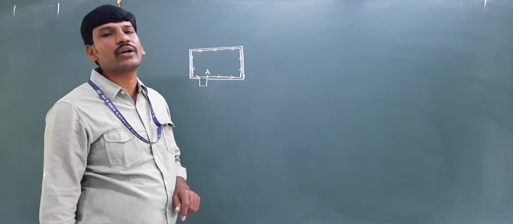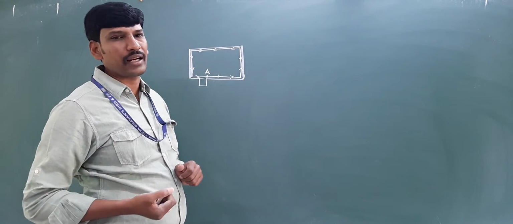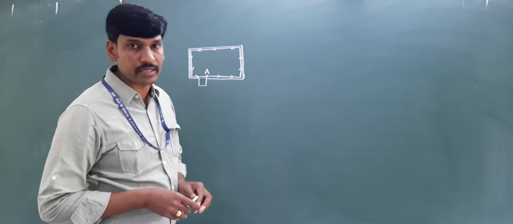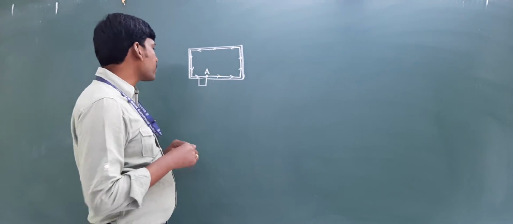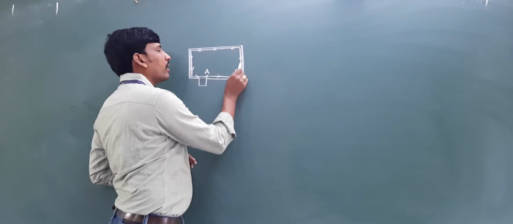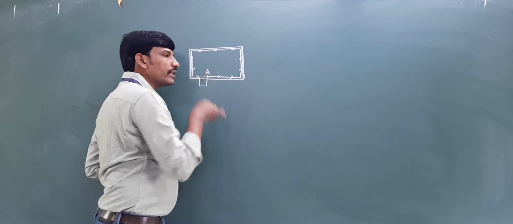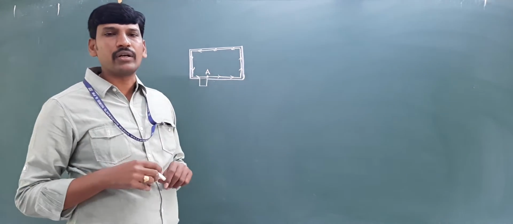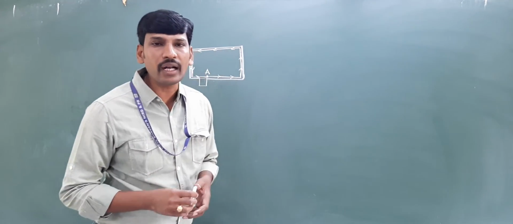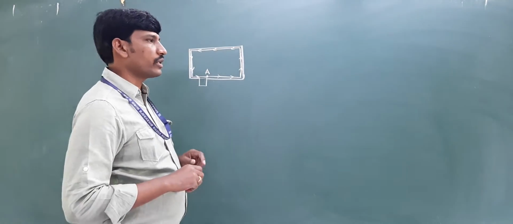So what is that called? Already we discussed this in earlier classes, in 5th class also, in 4th class also. So a person completes one round to reach this point. Whatever distance he covered in one round, that is called perimeter. What is that called? That is called perimeter. I hope you understood that.